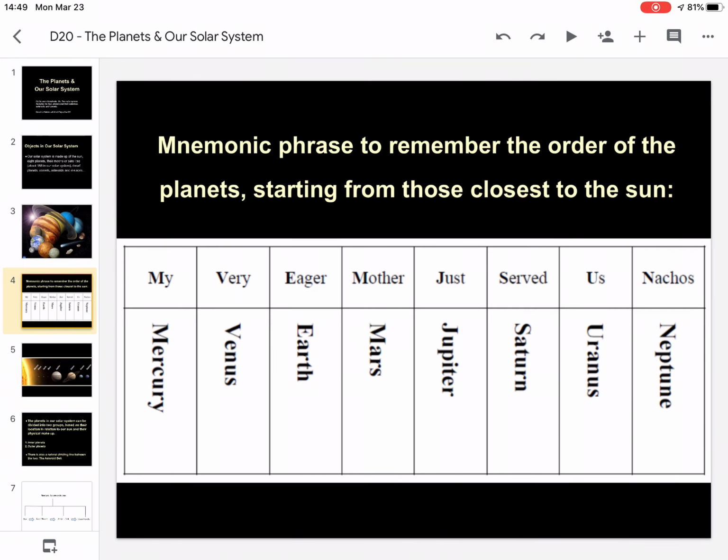You will need to know the planets in order. Okay, and here is one way of doing it. It goes Mercury, Venus, Earth, Mars, Jupiter, Saturn, Uranus, Neptune, and no longer Pluto. Okay, a quick way of learning that is a little mnemonic: My very eager mother just served us nachos. Whatever it is, you do need to know the planets in order, and hopefully you already know those.